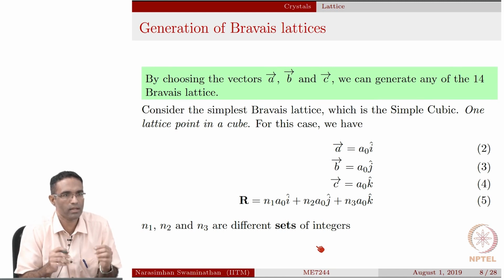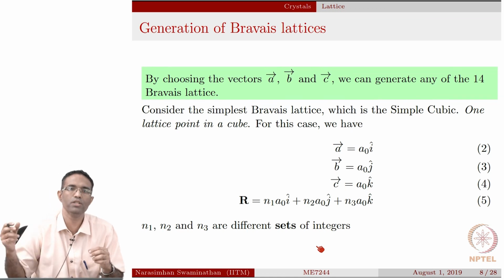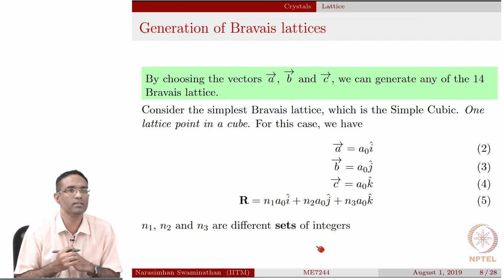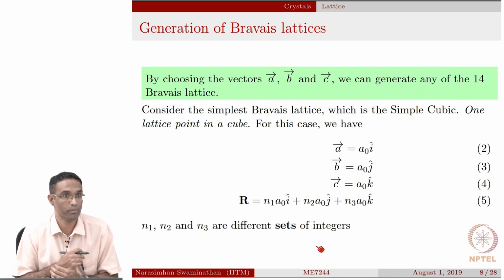If you take the Bravais lattice, which is simple cubic, in the sense there is one lattice point inside the cube, you must have studied in your basic material science that you have one at every corner of the cube, but that corner is being shared by 8 other cubes. So, consequently, you have 1 by 8 into 8, which gives you 1 lattice point per cube, right.